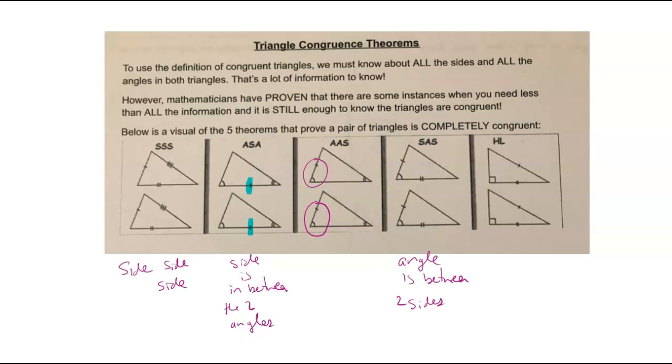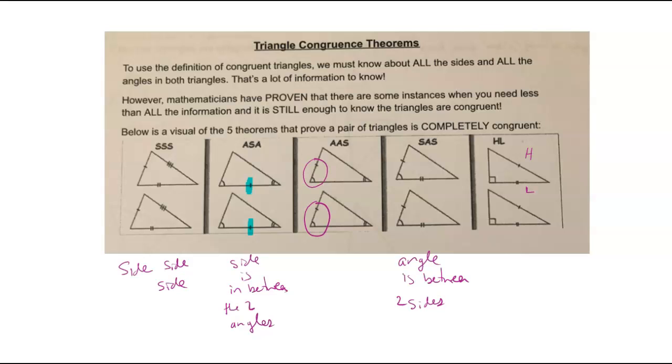And last but not least, hypotenuse leg. You have to use hypotenuse leg if you're given 2 criteria. You have a right angle and you have a hypotenuse, right? The H, and you have the leg, right? So if you are not given that information, then don't use hypotenuse leg.